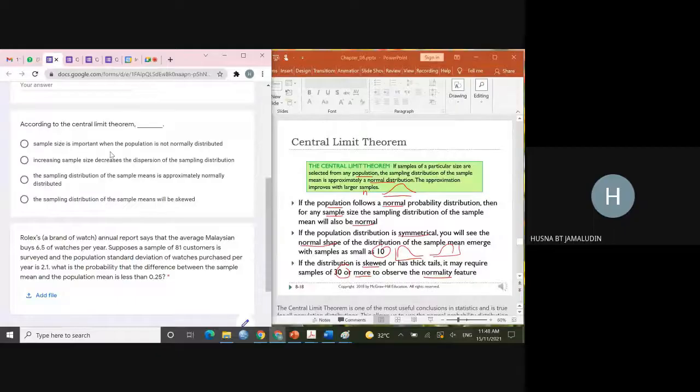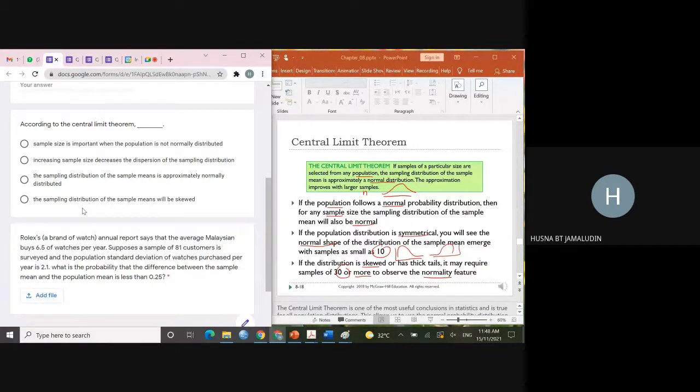Size is important when the population is not normally distributed. Increasing sample size decreases the dispersions of the sampling distribution. Or the sampling distribution of the sample mean is approximately normally distributed. Or the last one, the sampling distribution of the sample mean will be skewed. Doesn't matter left or right.